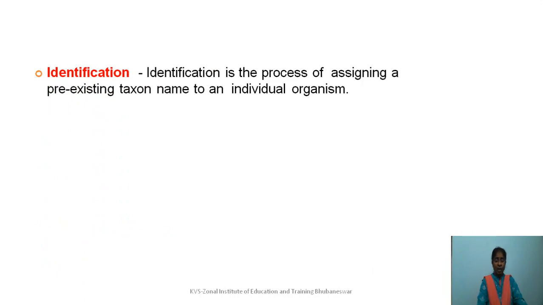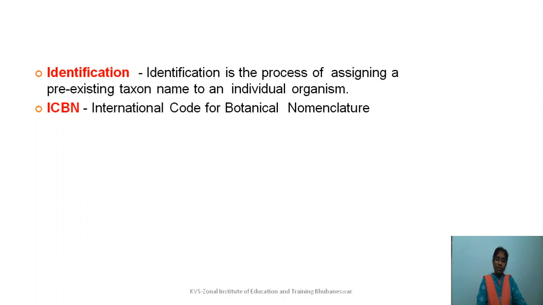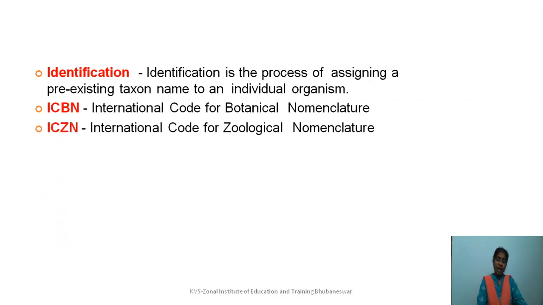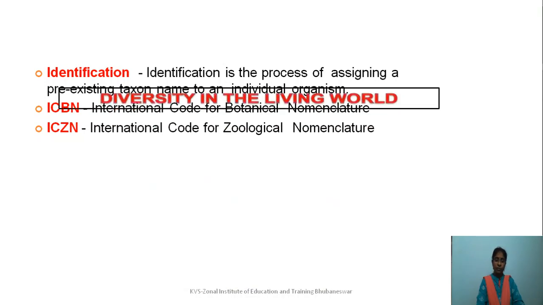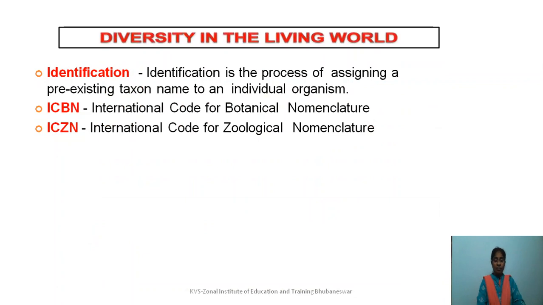To give a name, that is nomenclature, identification is important. Identification is a process of assigning a pre-existing taxon name to an individual organism. That is done by ICBN, the International Code for Botanical Nomenclature, and ICZN, the International Code for Zoological Nomenclature. That comes under the topic diversity in the living world.